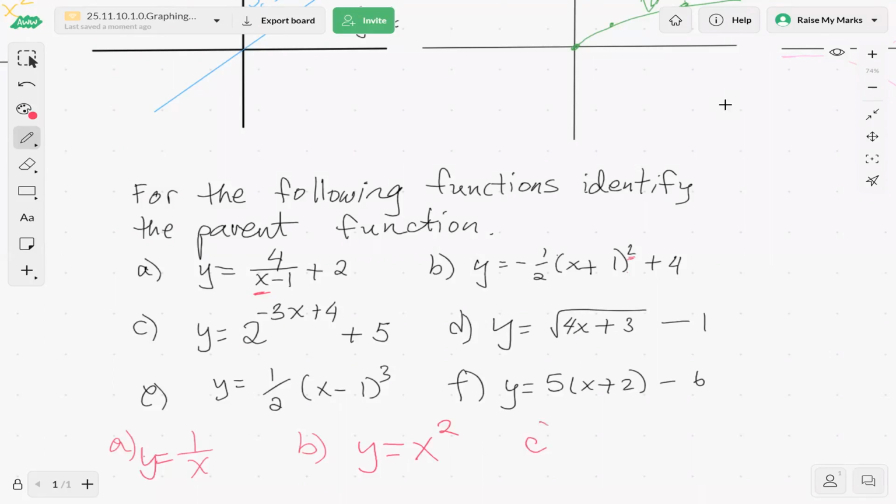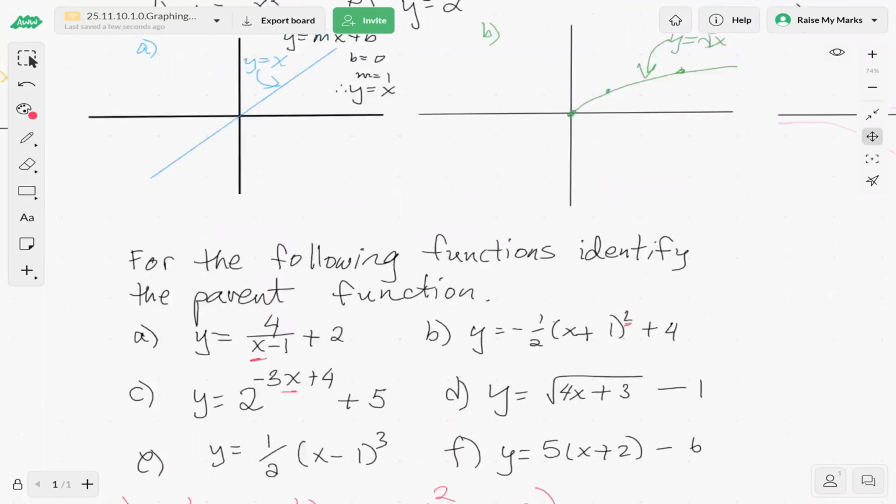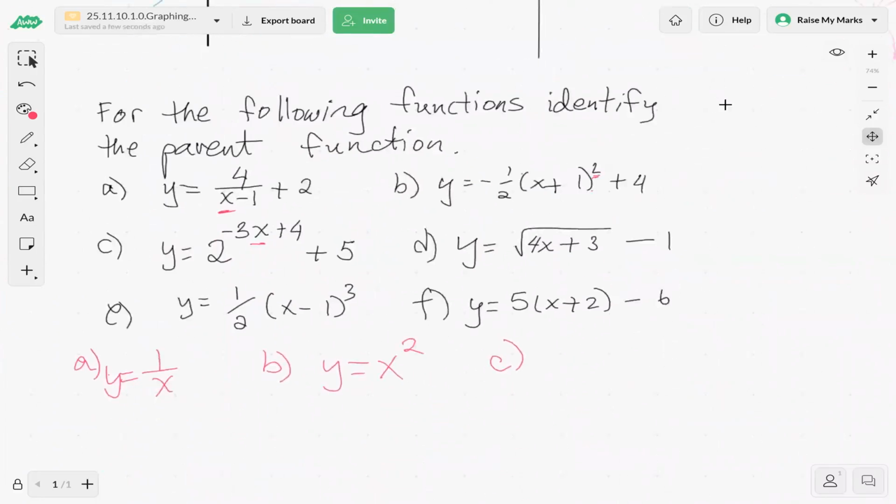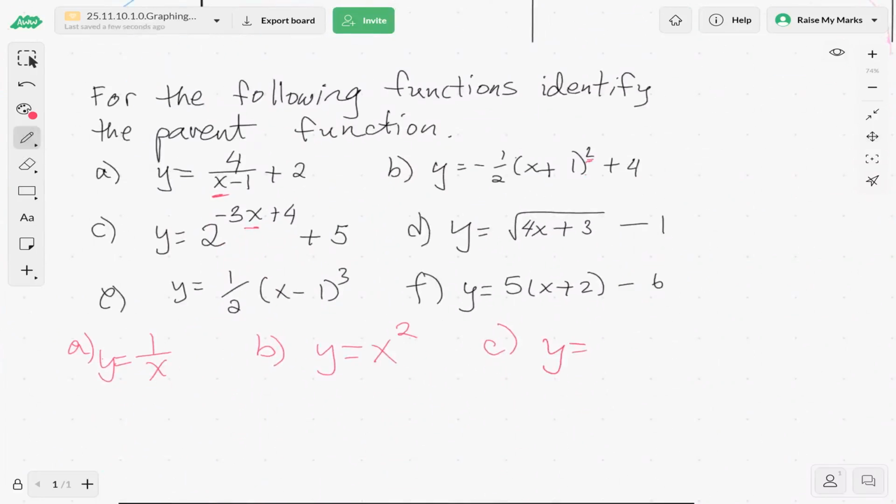All right, so part C. Our function is y equals 2 to the power negative 3x plus 4, all plus 5. So where is our x? Our x is in the exponent. The base of that exponent is 2. So let's go back up and look at our parent functions given in the first question. Do any of them look like there's a number in the base and the exponent is a variable? And it looks like part C. So it looks like our parent function is y equals 2 to the power x.